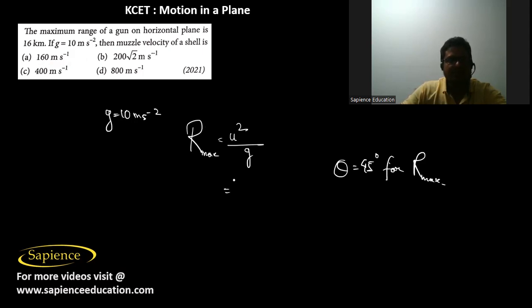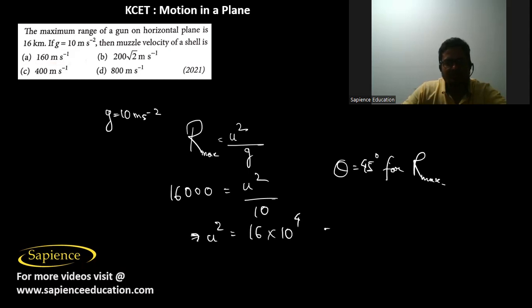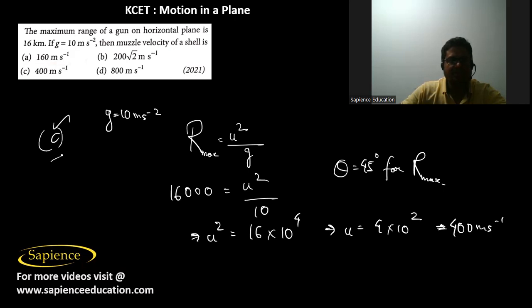So this is given as 16 km, so 16,000 meters. That is equal to u square by g. G is 10, so u square is equal to 16 into 10 power 4. Therefore u will be equal to 4 into 10 power 2, which means it is 400 meter per second. So the muzzle velocity of the shell is 400 meter per second. So option C is the correct answer.